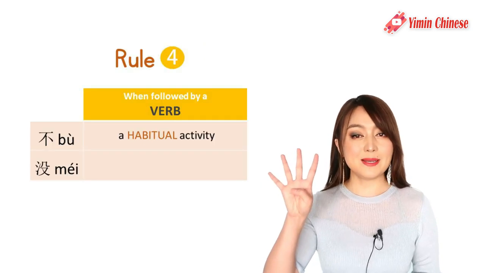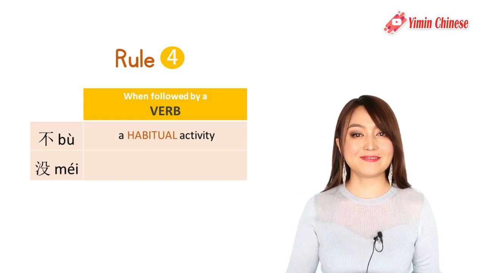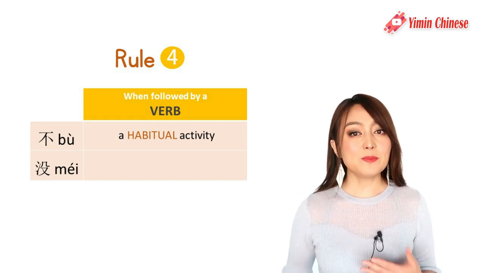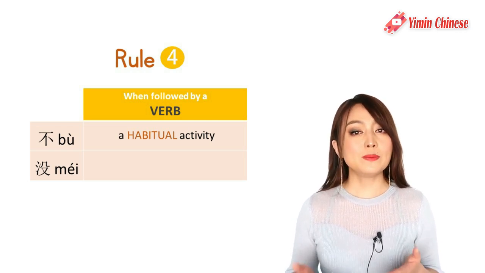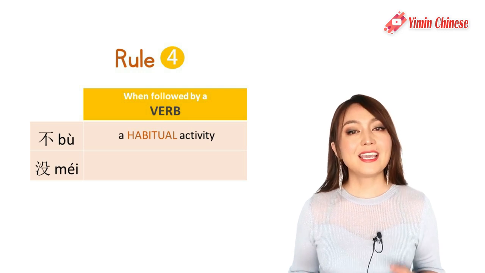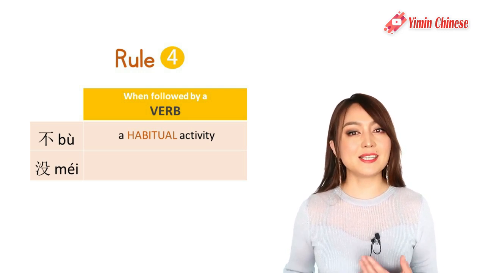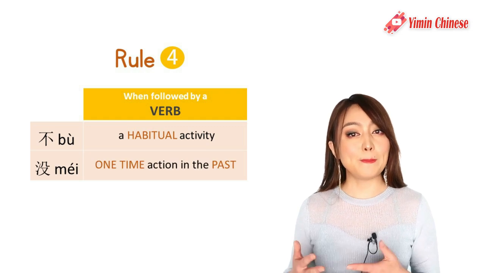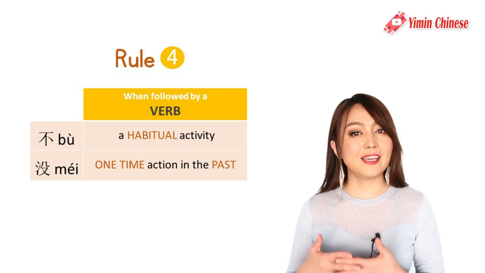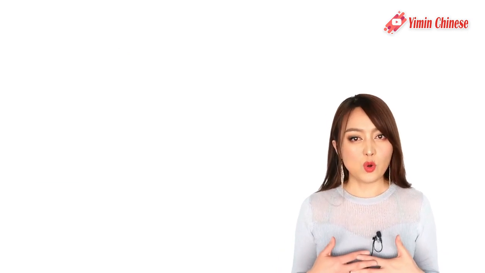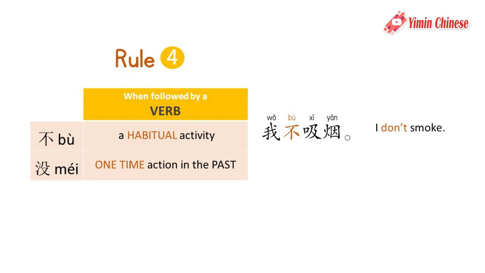Okay, now rule number 4 is getting more complicated. Both 不 and 没 can be followed by a verb, but they mean totally different things. When 不 is followed by a verb, it means a habitual activity, something you do constantly. While when 没 is followed by a verb, it only means a one-time action in the past. 比如说我不吸烟. We're using 不. 我不吸烟, I don't smoke. So smoking is not my habit, I'm not a smoker.